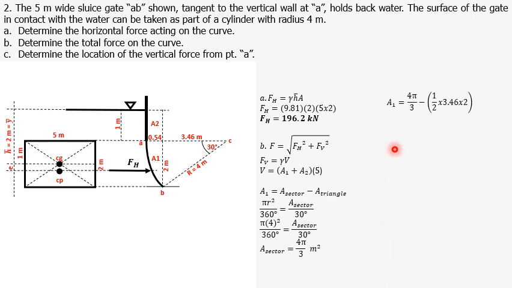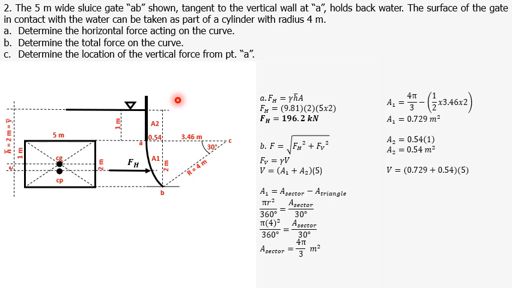We're now ready to solve for area 1, which is equal to the area of the sector previously computed minus the area of the triangle, which is 1/2 base times height, where our base is 3.46 meters and our height is 2 meters. So area 1 is equal to 0.729 square meters. And for area 2, that is the area of the rectangle, base times height, where our base is 0.54 meters and our height is 1 meter.